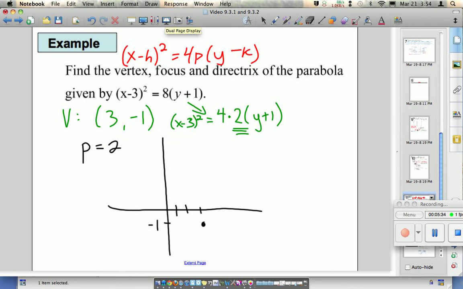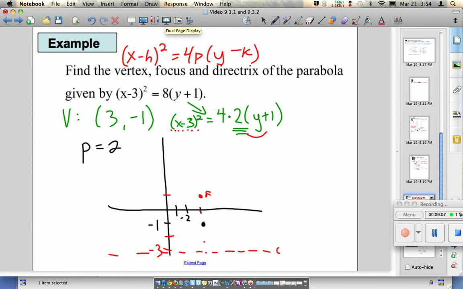I also have the value of my p value, so I remember that this is vertically oriented because x is the squared value, y has a power of 1. So I know that I'm going to go vertical. And since p is 2, that means my focus is 2 above. It's going to be up at 1. This is my focus. And my directrix is 2 below. So I'm going to walk 2 down. And this is my directrix.